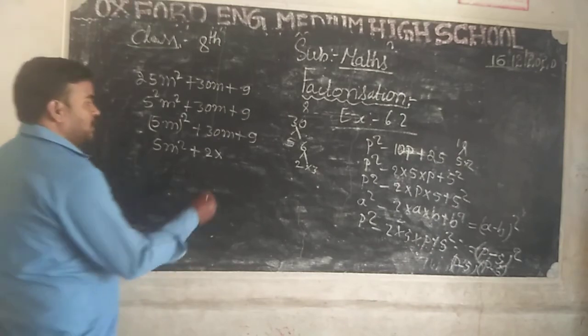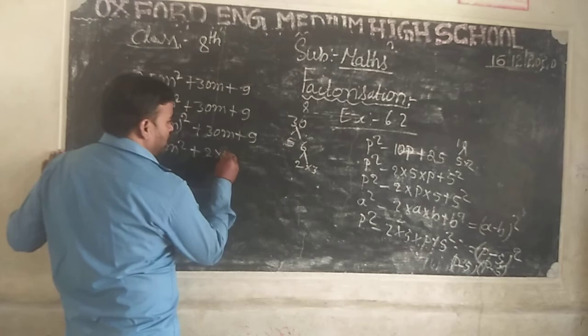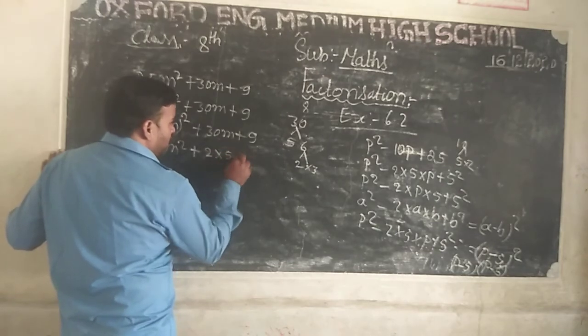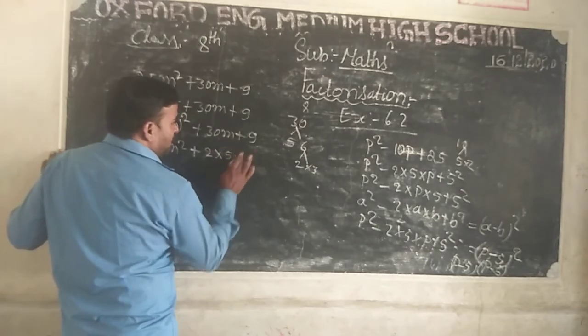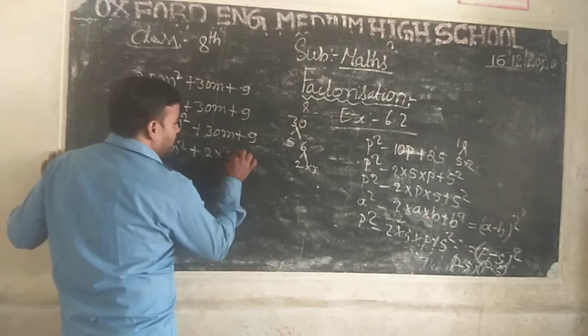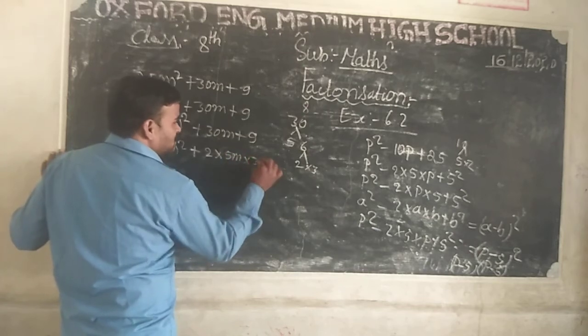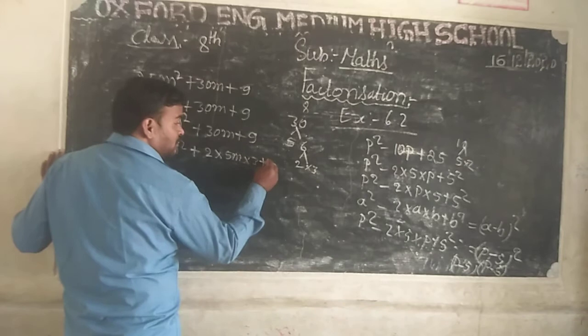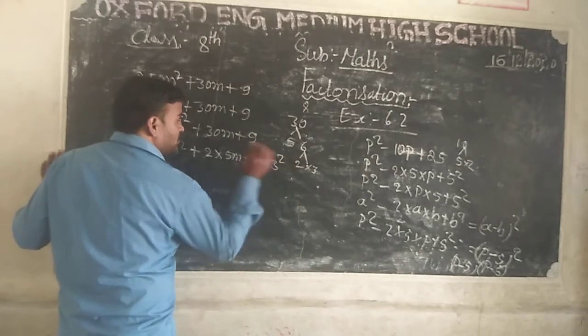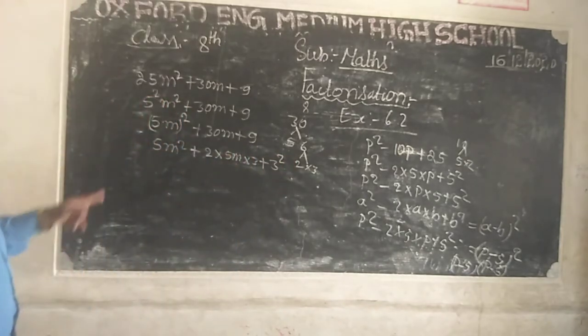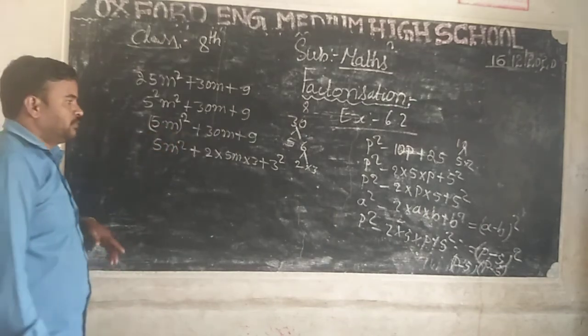So here 5m, 2 into 5m into 3 plus 3 square, sorry, 9 is 3 square. 5m into 2 into 3 gives 30m.